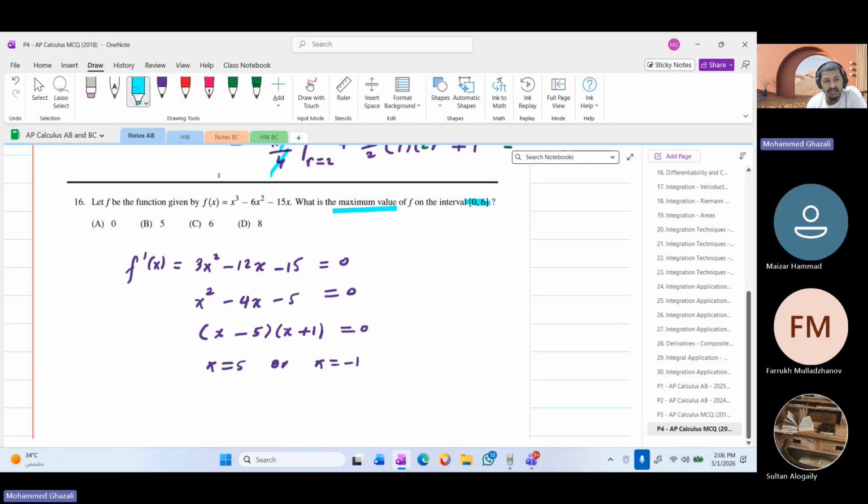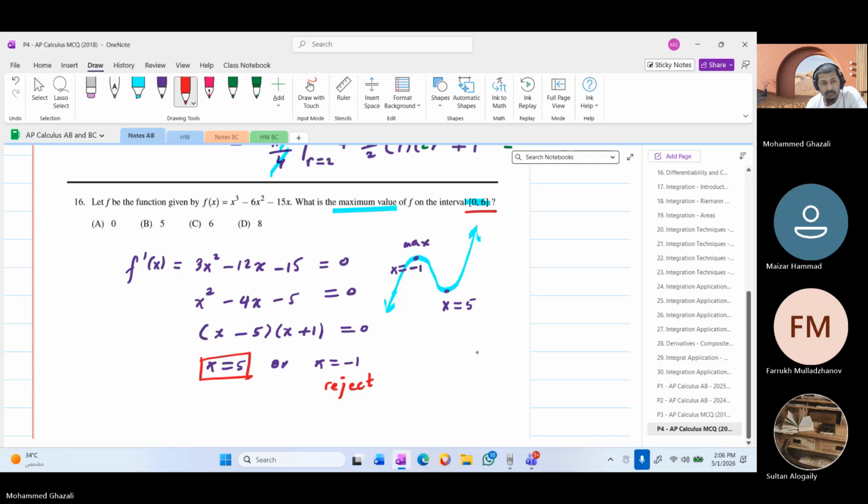These are turning points, and this is a positive cubic function, so it goes like this. So the turning points are at negative 1, which is a maximum, and at 5, which is a minimum. Now we can reject x equals negative 1 because we're only looking between 0 and 6. So 5 is between the interval 0 to 6. Now, how do you know whether it's a maximum value or minimum value? You need to substitute the endpoints. We never checked the endpoints.